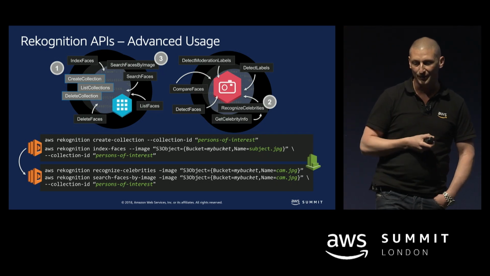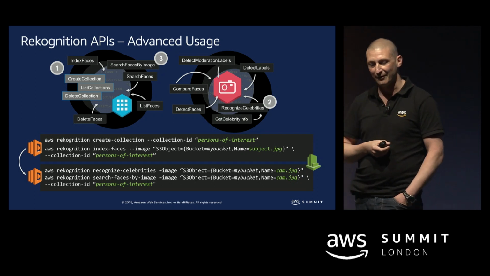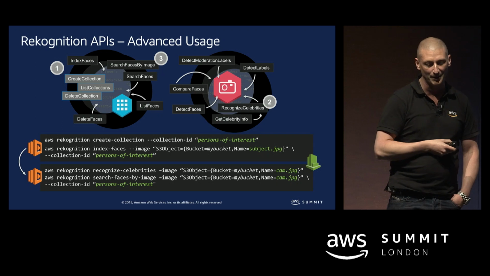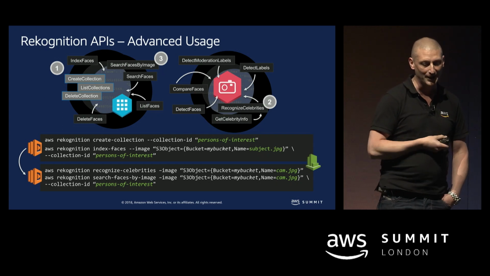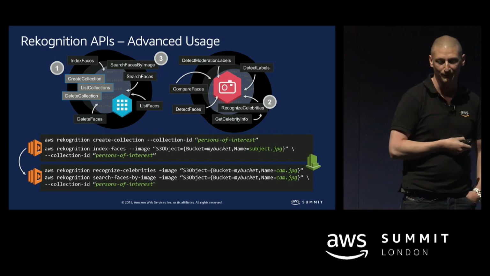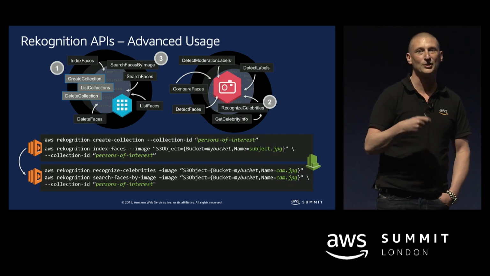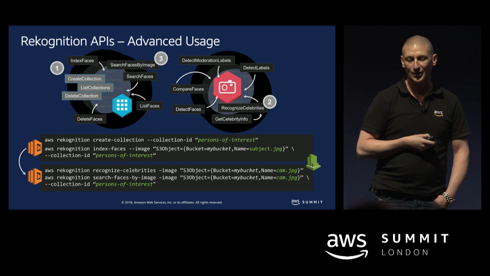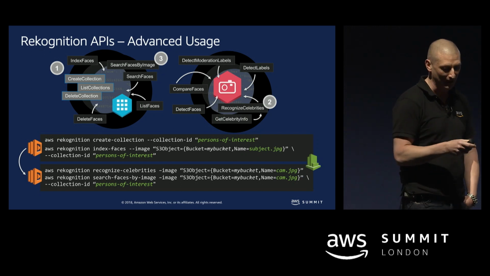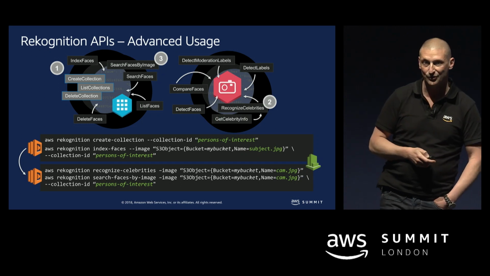And for recognizing celebrities, it's a very, very simple call. You call the RecognizeCelebrities API and pass in the image, and it will return the level of confidence of a celebrity that's been recognized. And as we touched on when searching the collections, you can see how we're searching faces by the image and searching in the collection ID for the persons of interest.